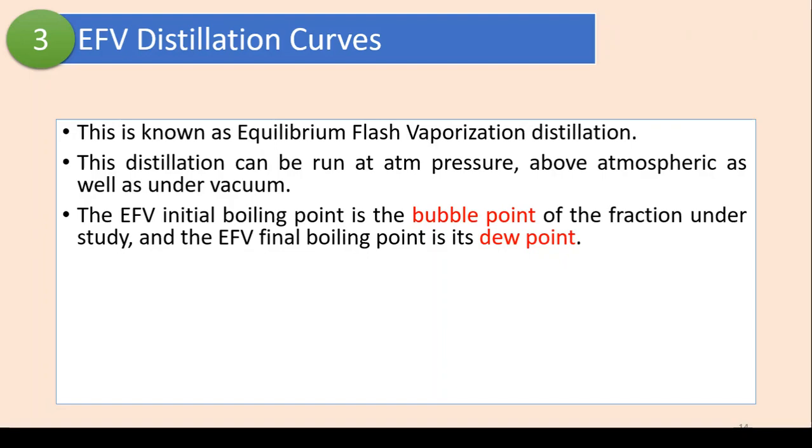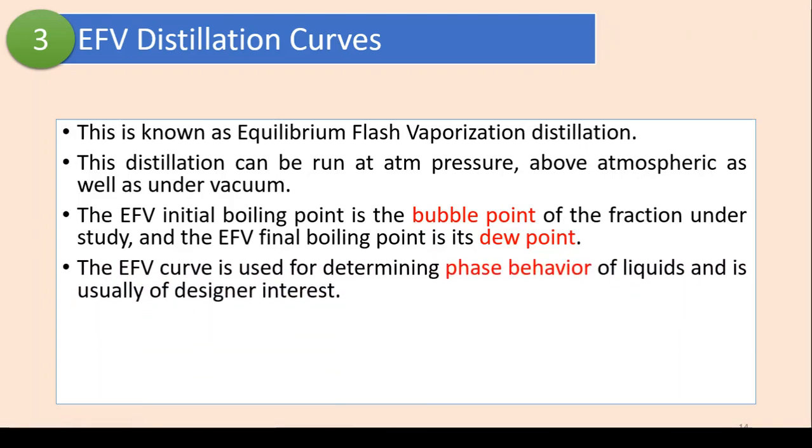So equilibrium flash vaporization is very much about equilibrium data being developed for the bubble point and dew point. And the EFV curve is very useful for designing, for the phase behavior of liquids, which is going to be very useful for the designer in the refinery.